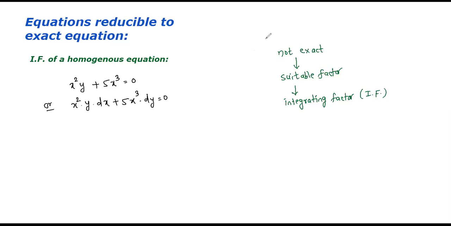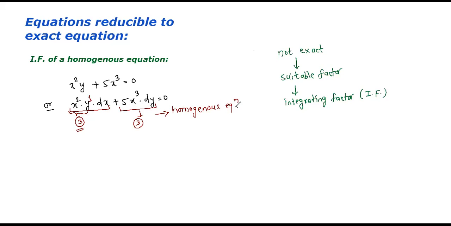Now, how to find whether this differential equation is homogeneous or not? Let us check the degree. What is the degree of the whole term? This is 2 and 1, so the degree of the first term is 3. What is the degree of the second term? It is 3. So the degree of each term in the given differential equation is equal. Such types of equations are called homogeneous equations.